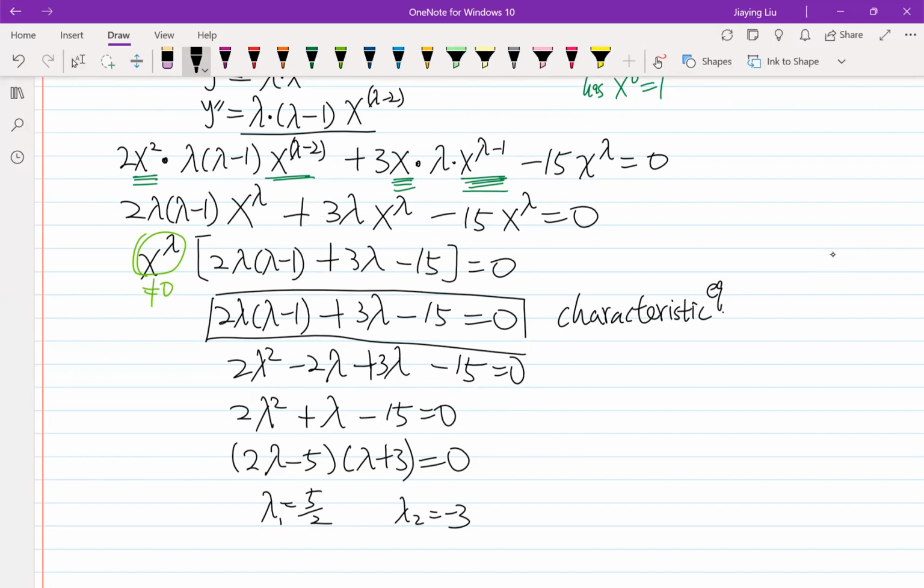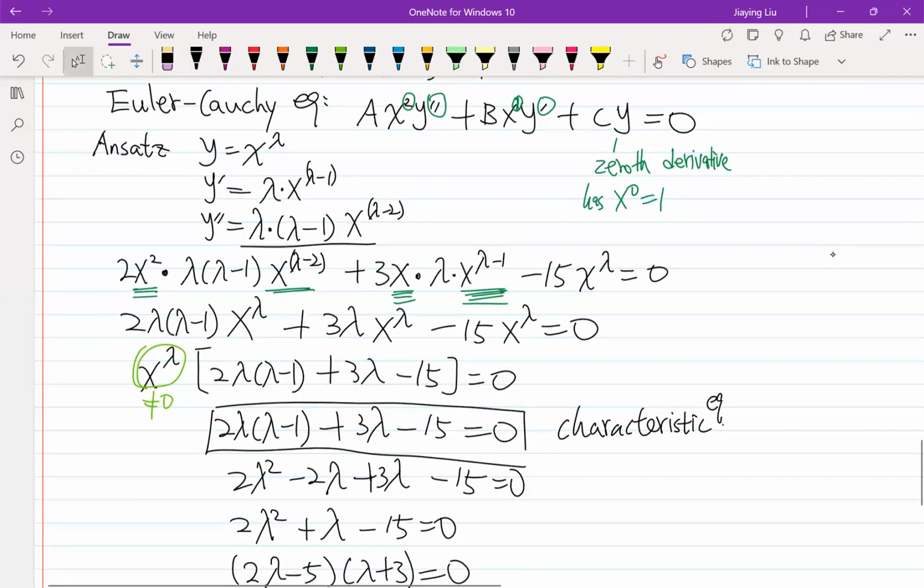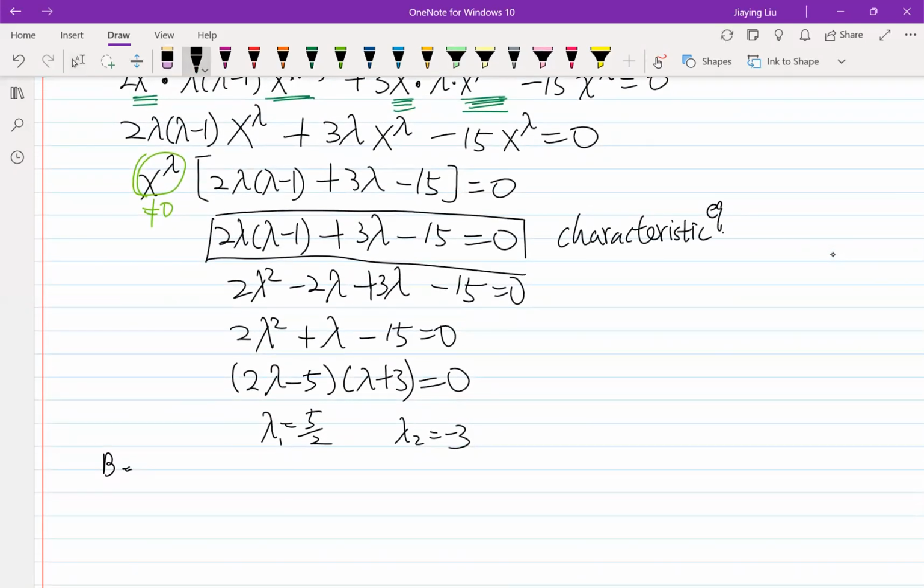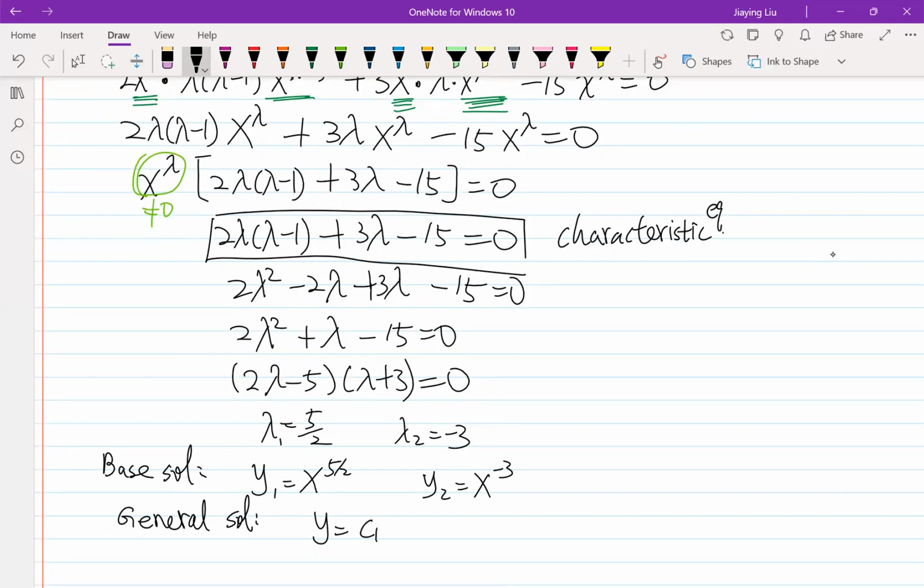Now we have those two lambda values. We remember we had the solution y equals x to the power of lambda, right? So now we can write down the basis solutions. The linearly independent solutions: the first one is going to be x to the 5/2 power, and the next one is going to be x to the negative 3rd. And then we can write down the general solution, which is just like before, a linear combination of those two. So y equals c1 x to the 5/2 plus c2 x to the negative 3.